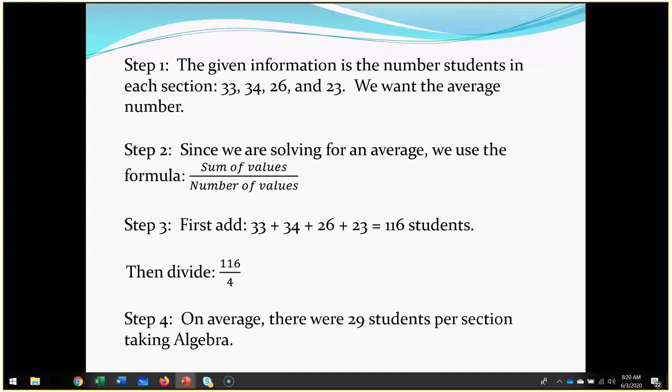Now, before I talk about the next one, the last step is, does this seem reasonable? So after I checked my computation, which 29 students is correct if I divided 116 by 4. But just because I divided correctly doesn't mean my answer is right. Does this make sense as an average for the number of students? So the word average is the middle point. Could 29 be in the middle of these 4 values? Does that make sense? Is it reasonable? What do you guys think?